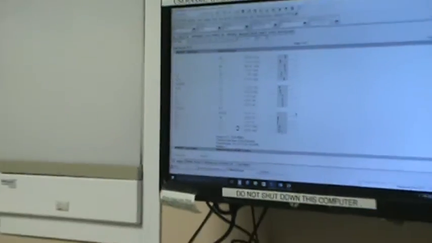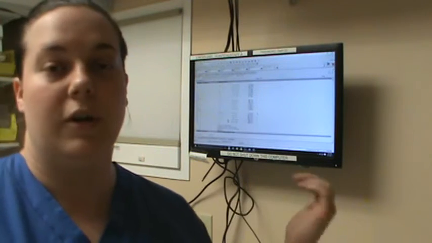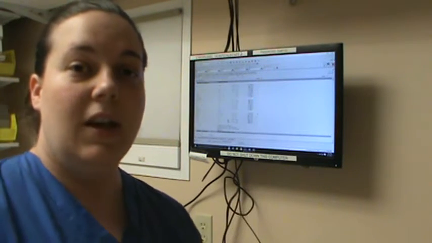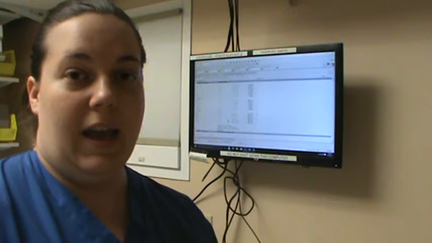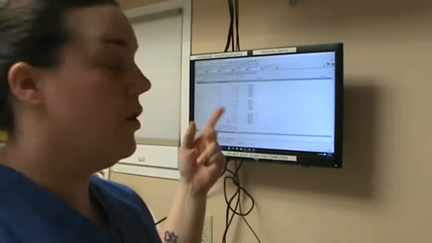So now that the results are in the computer, I will go let the doctor know because they're waiting on this blood work to go into surgery with a patient. So that is how you run a Chem 15 in-house, electrolytes in-house, and you get your blood work.